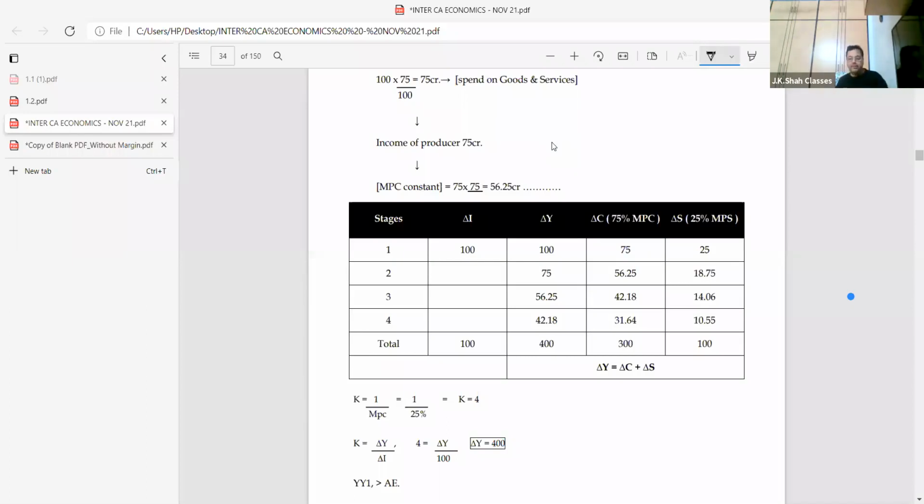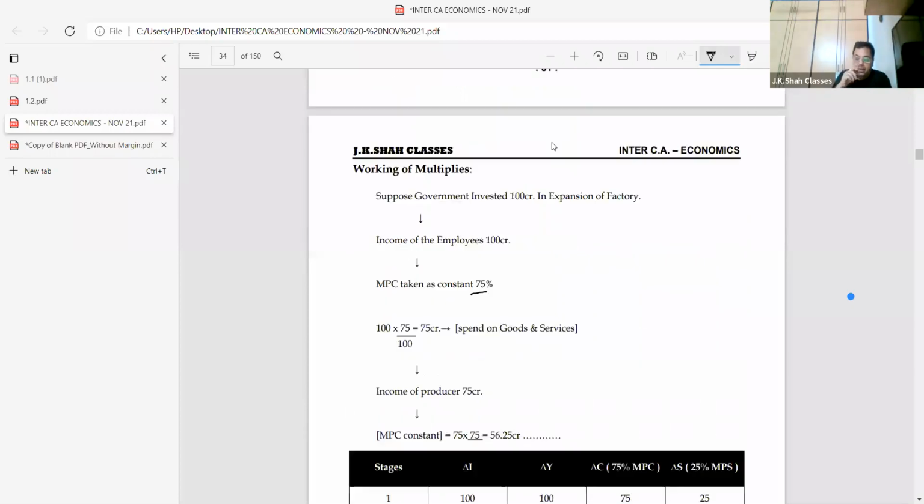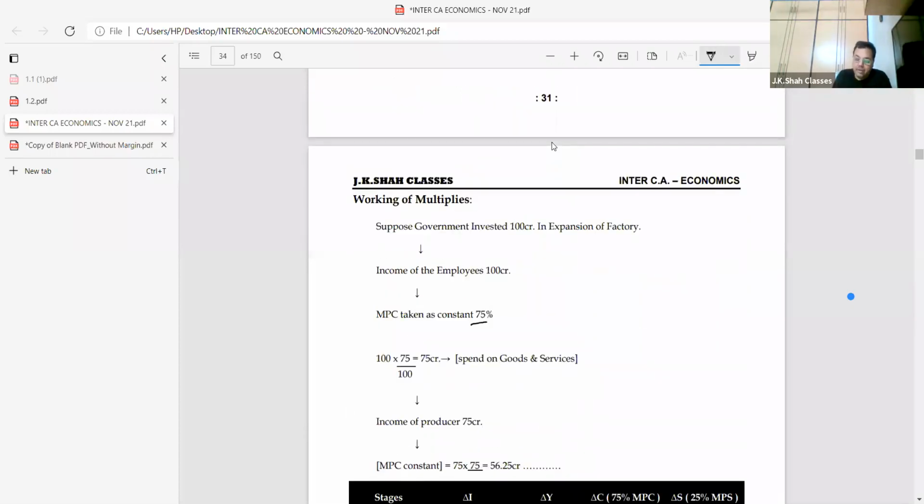Come on, I'll explain, but no problem. Pay attention. Listen, all of you, listen properly. See what it says. Suppose government invested 100 crores. All of you, please now pay attention. In expansion of a factory, the government makes investment. Income of the employees goes up by 100 crores. MPC is taken at 75%. Now, very easy, beta. No worries. This question is about the working of the multiplier. How do we show that?